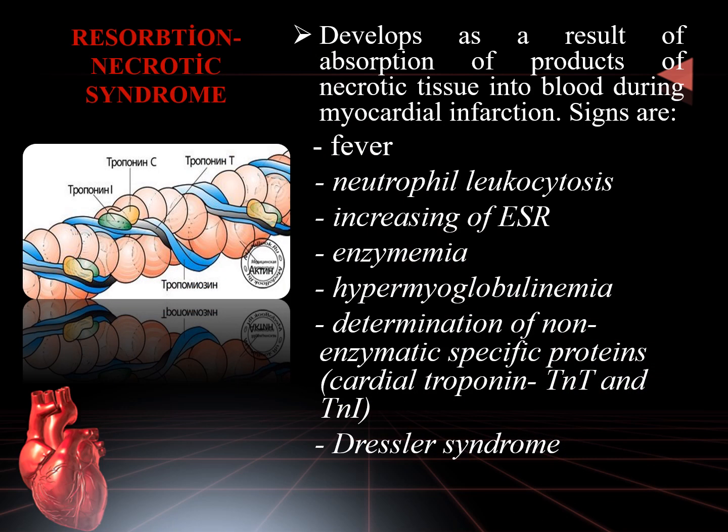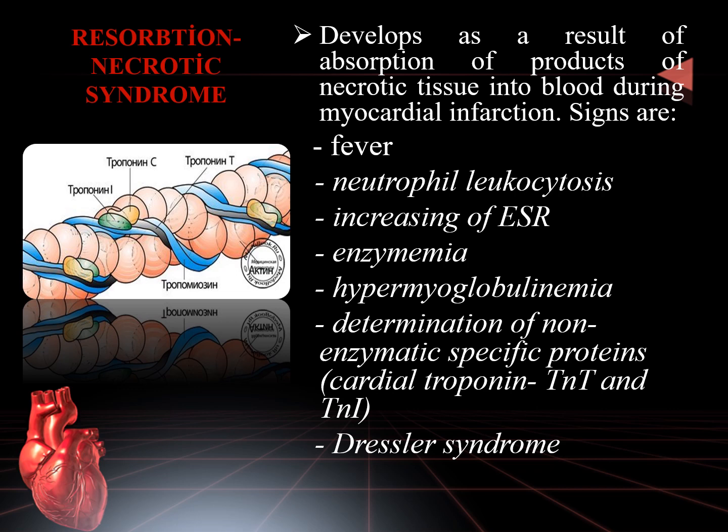Resorption necrotic syndrome develops as a result of absorption of the products of necrotic tissue during myocardial infarction. This syndrome is manifested by a number of signs. For example, fever, leukocytosis, increased erythrocyte sedimentation rate, ESR, and increased concentration of some enzymes in the blood, for example creatine phosphokinase and AST transaminases. From damaged cardiomyocytes, these enzymes enter the blood and their concentration increases in the blood.